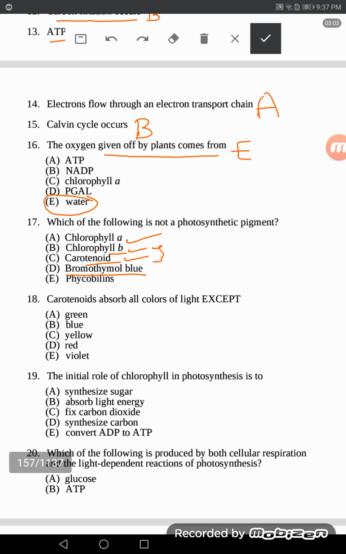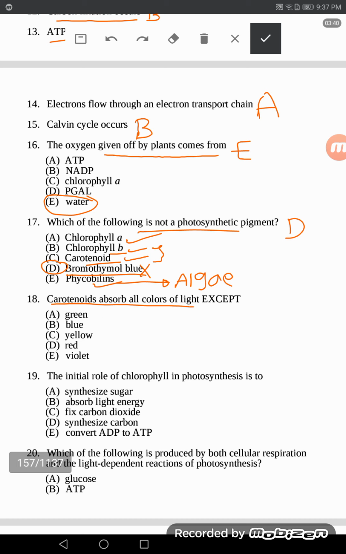they are always using bromothymol blue. It's an indicator that's used for detection of pH. It's used in the lab. So this is not a pigment. Okay, phycobilins, again this is a pigment which is used for the photosynthesis process, and it's found in algae. So the answer for the question is D. It's bromothymol blue. It's not a photosynthetic pigment.